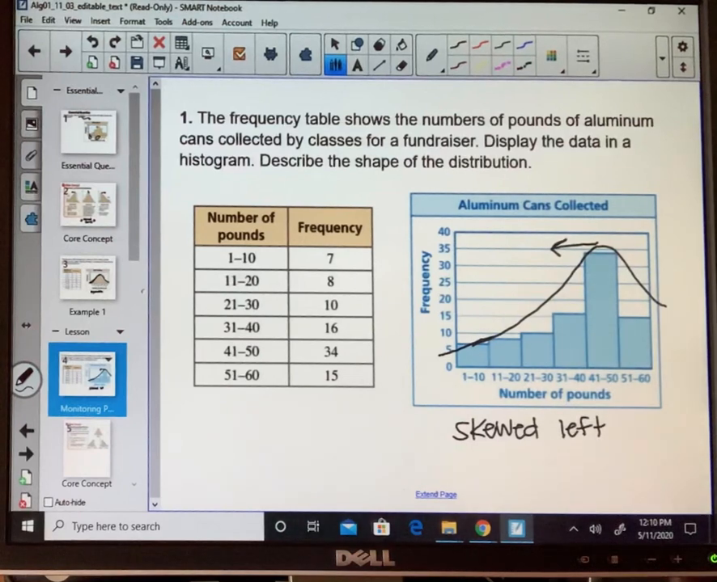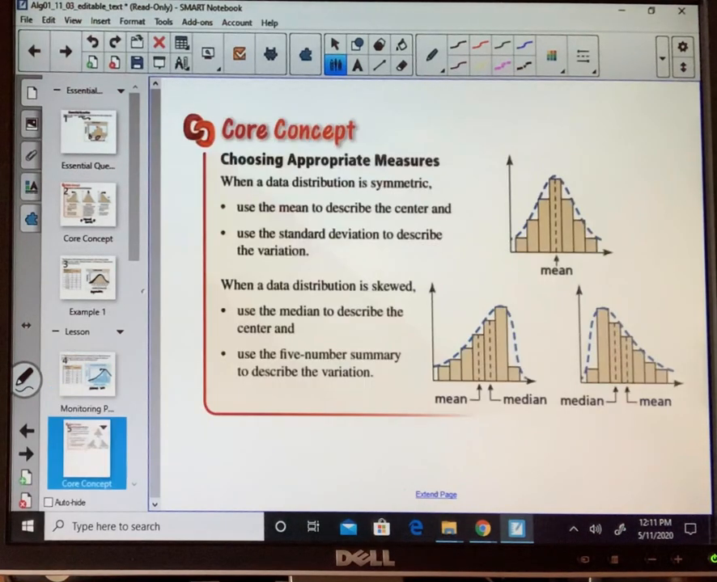What this means is that more of the cans were higher than what you'd expect, right? You'd say, okay, well, this is skewed left. There's a higher number of pounds than what was brought in from the 0 to 10, okay? Now, why does this even matter?